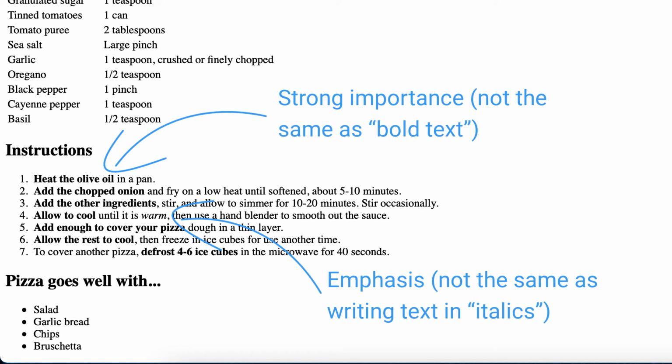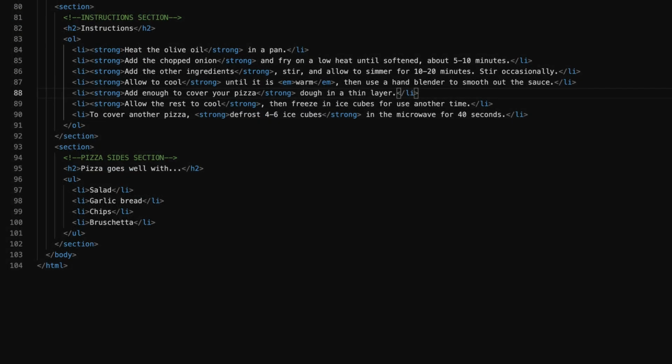For example, a browser could change how it interprets strong importance one day and make it the colour red instead. If we intend to make the text bold or italicized and not give it strong importance or emphasis, we can use CSS to do that. We'll explore this in our CSS course.